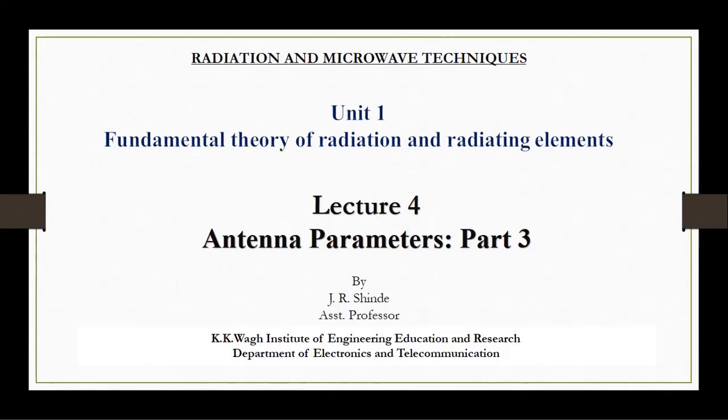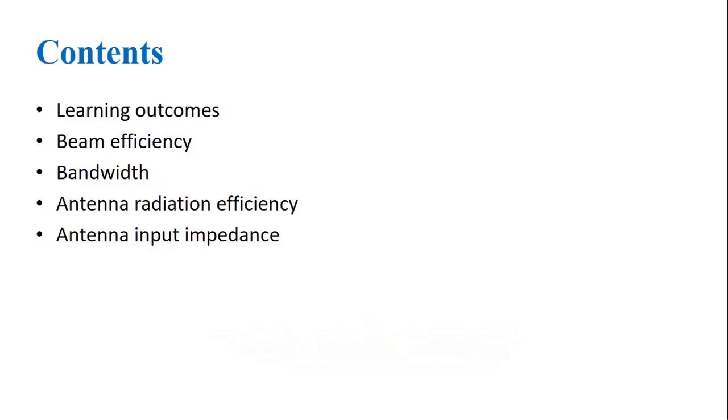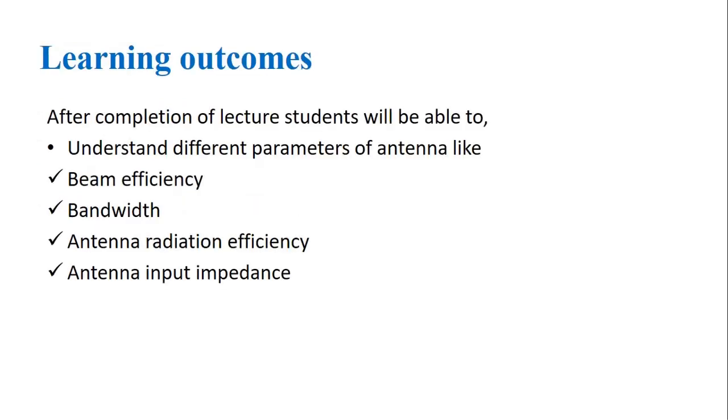So let's see what are the contents that will be covered in this lecture. The learning outcomes, antenna beam efficiency, the antenna bandwidth, antenna radiation efficiency, and the antenna input impedance. So let's start with this. After completion of lecture, the students will be able to understand different parameters of antenna. They will be able to formulate these parameters like beam efficiency, bandwidth, antenna radiation efficiency, and the antenna input impedance. So we will go through each of these one by one, starting with the beam efficiency.